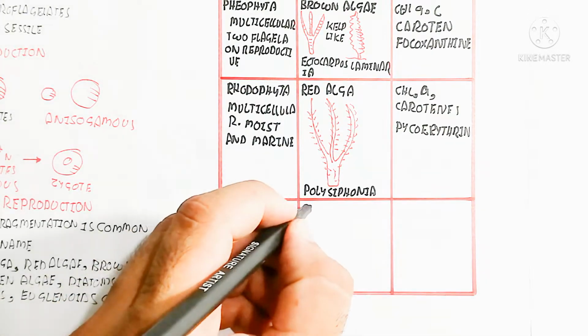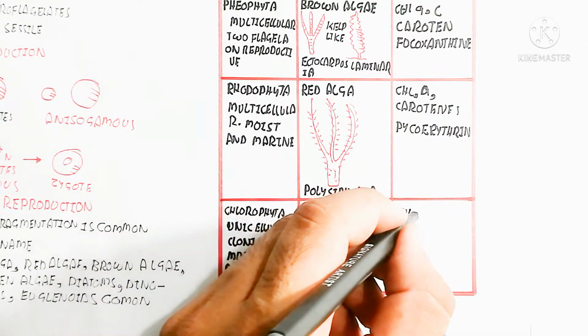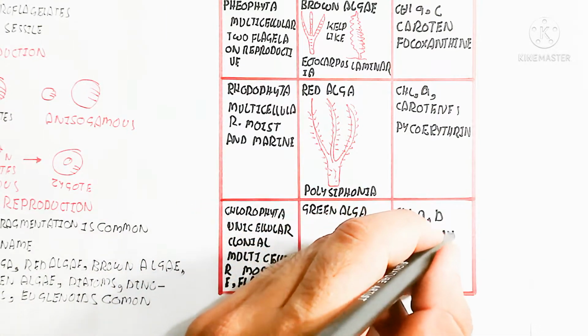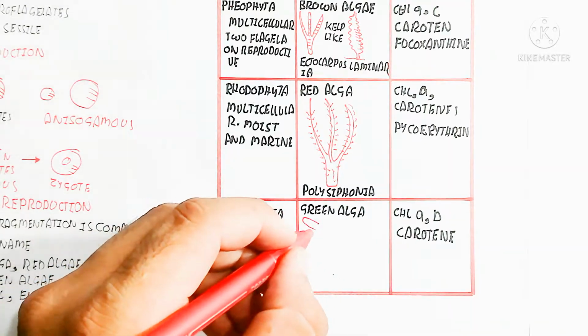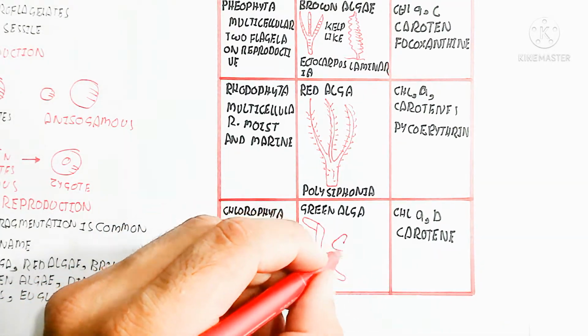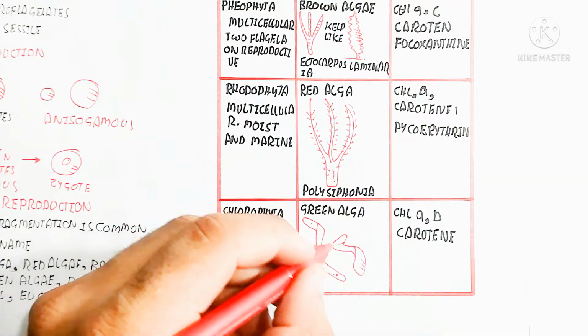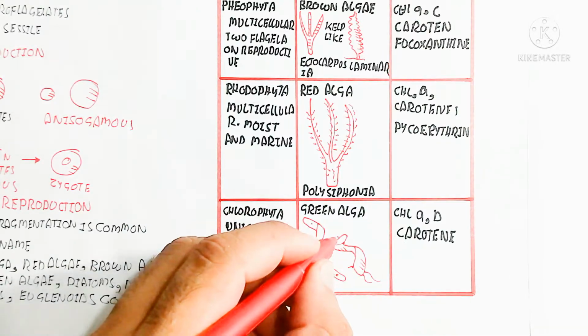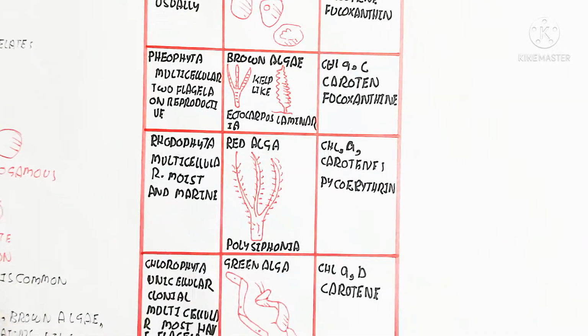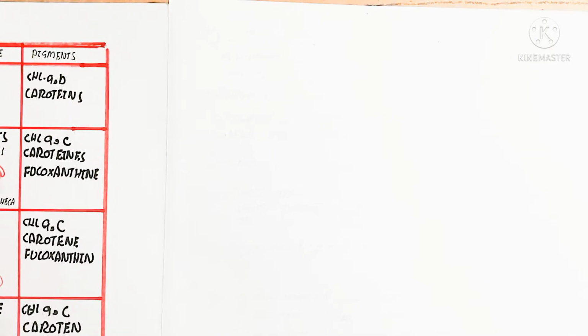So the chlorophyta is basically green algae, and unicellular or colonial, multicellular, and most have flagella. So chlorophyll A, B and carotene are present.